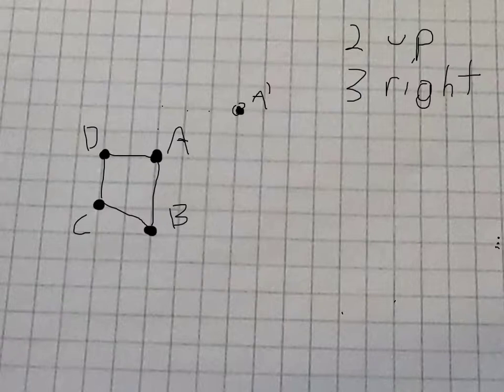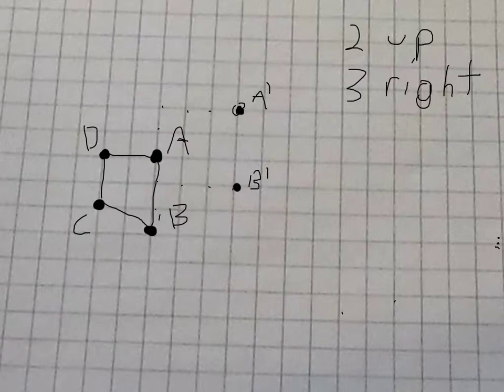So for B, you move 1, 2 up, and then 1, 2, 3 right. You make your B point with the little apostrophe. And it's your next B point.